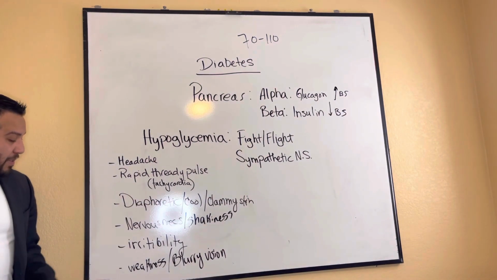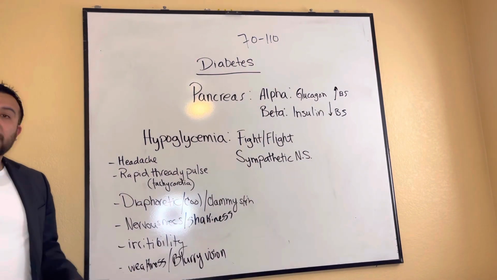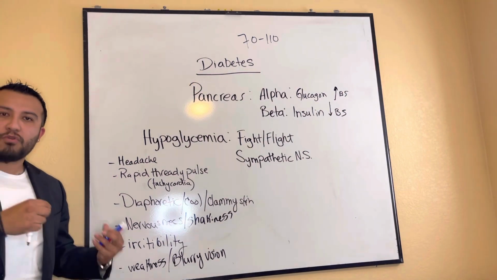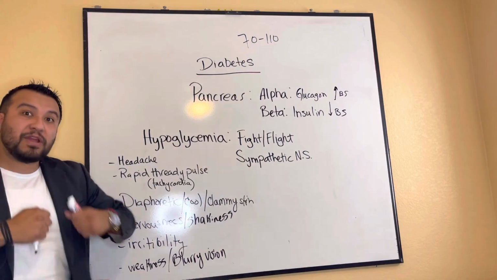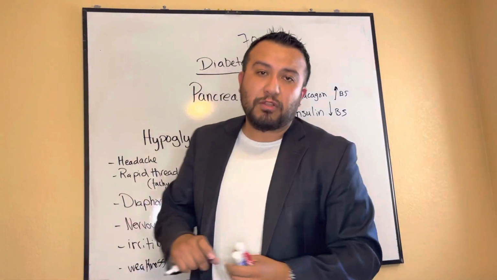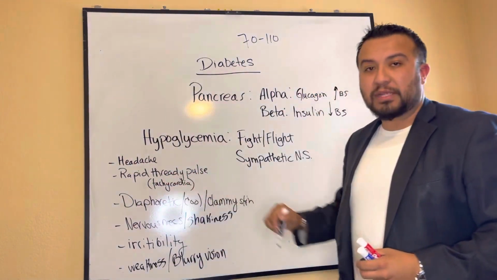You're gonna have irritability, you're gonna have weakness, because your cells don't have the energy that they require to function normally or adequately, but we have all this fight or flight. And then you'll also have blurry vision. So keep in mind, those are the clinical manifestations of hypoglycemia.